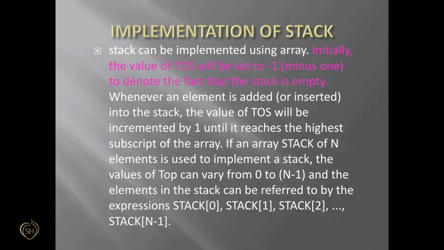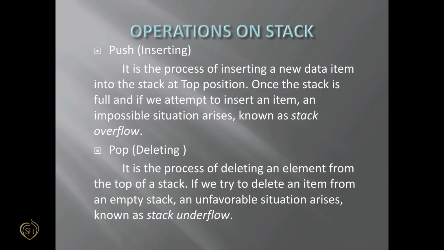How do we implement a stack? The stack is implemented by an array, and we set the tos value to -1 to say that it is an empty stack. Whenever an element is added, the value of tos is incremented, and whenever an element is removed from the stack, a decrement operation is performed. This is how a stack is implemented, and there are two operations on a stack. The first is the push operation, and the second is the pop operation.